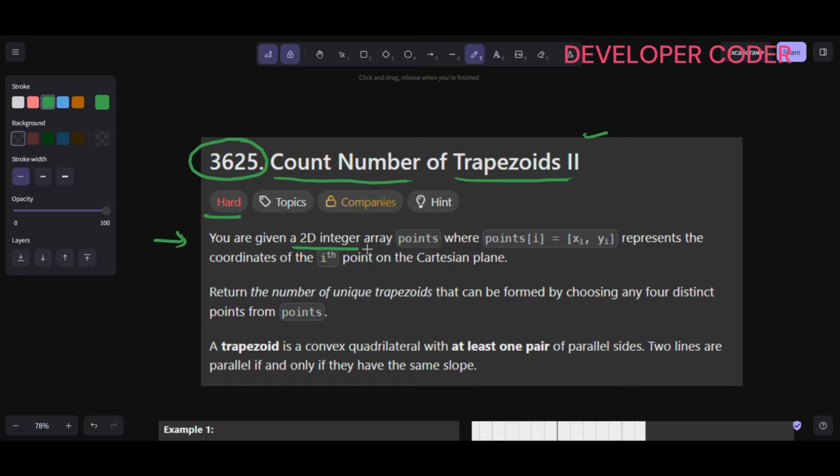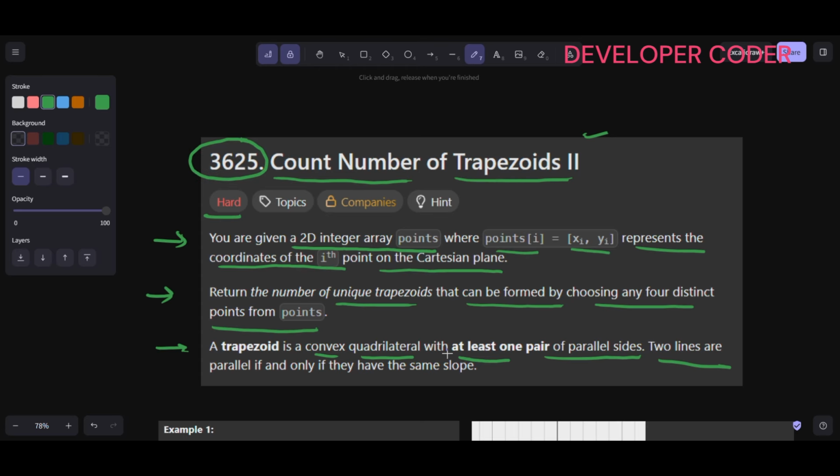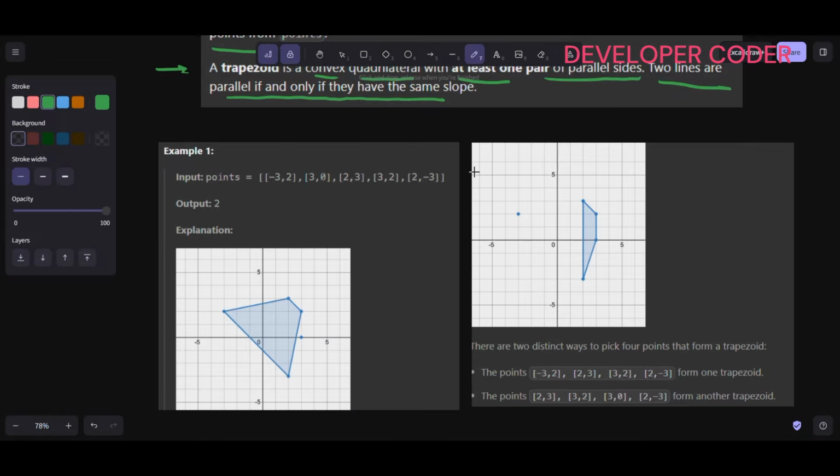So you are given a 2D integer array points where points of i is equal to x and y, which represents the coordinates of the ith point on the Cartesian plane, right? We have to return the number of unique trapezoids that can be formed by choosing any 4 distinct points from the points, right? Any 4 distinct points we have to choose. And what is a trapezoid? A trapezoid is a convex quadrilateral with at least one pair of parallel sides, right? And 2 lines are parallel if and only if they have the same slope, right? Okay, so let's see this example, right?